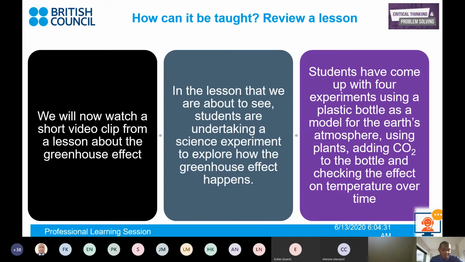So we are going to watch a lesson, and in the lesson there'll be a short video clip which will be showing about the greenhouse effect. I want you, as you watch the lesson, look at how the students are doing the experiment and see how the greenhouse effect is taking place. Students here have come up with 4 experiments using plastic bottles for the earth surface, using plants and adding CO2 to the bottle, checking the effect on the temperature over time. So let's visit this lesson and we see what happens.